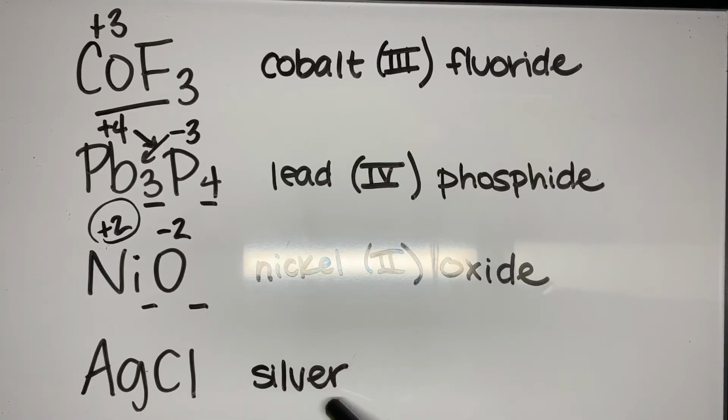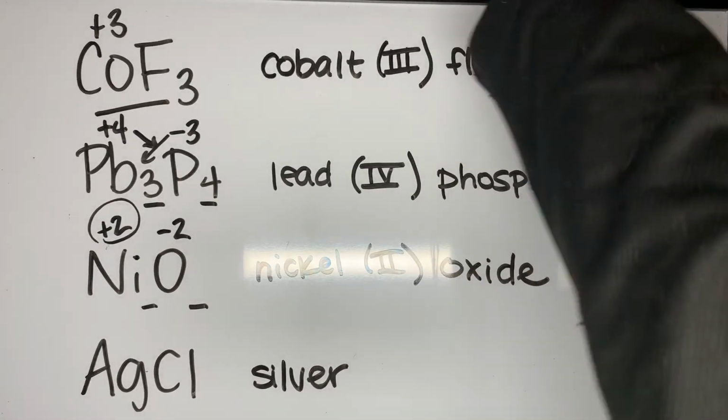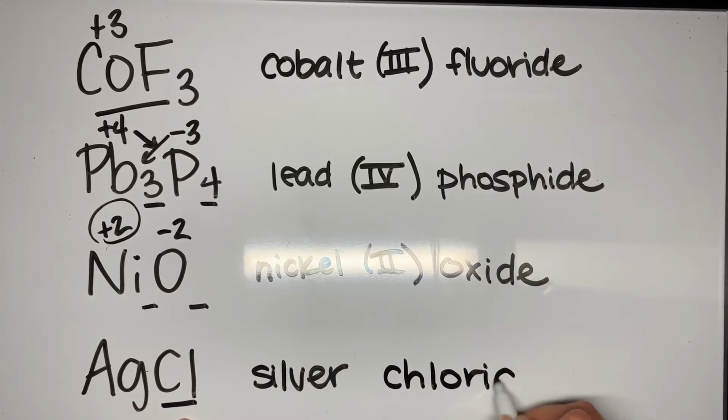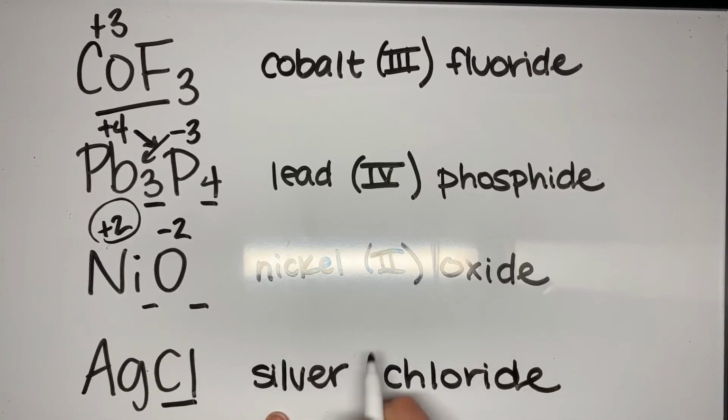It's kind of like why we didn't have to put Roman numerals when we did NaCl. You could just name this sodium chloride because sodium, we know it's a +1. We don't have to tell the reader that it's a sodium 1. It's the same with silver and zinc. So this is going to be silver, and then we're going to put the name of the nonmetal with the IDE ending. So this is silver chloride, and that is the correct way to do it. You don't need a 1 here because silver can only be one possible charge.